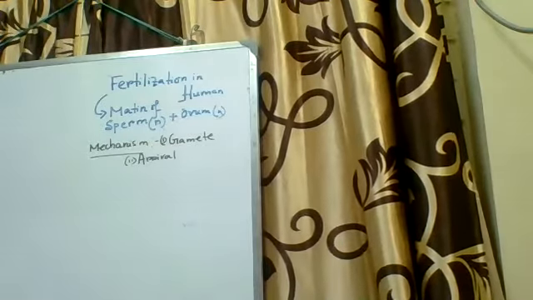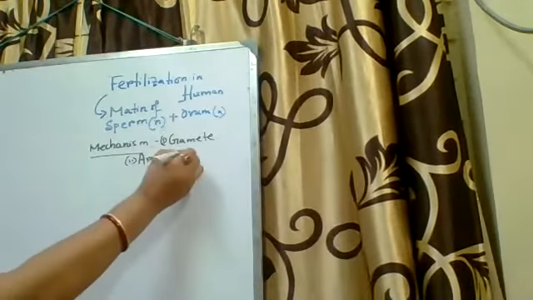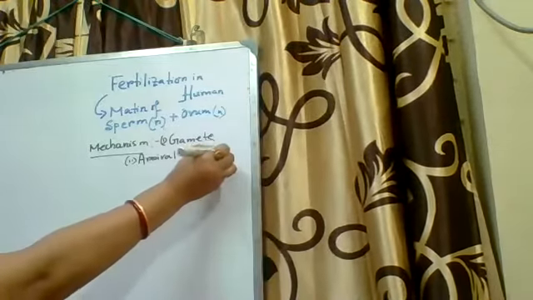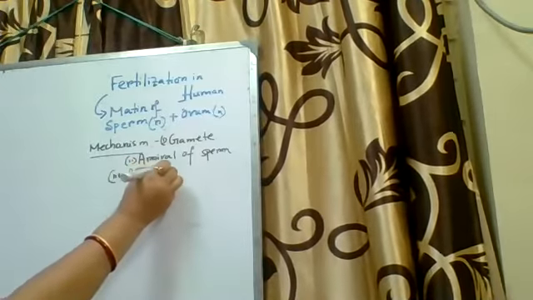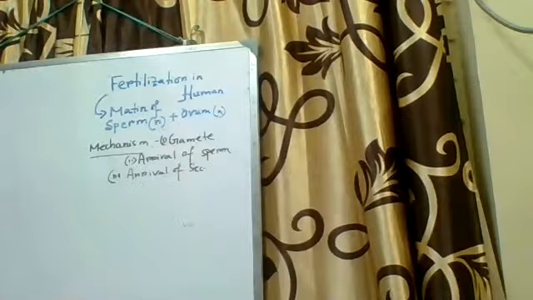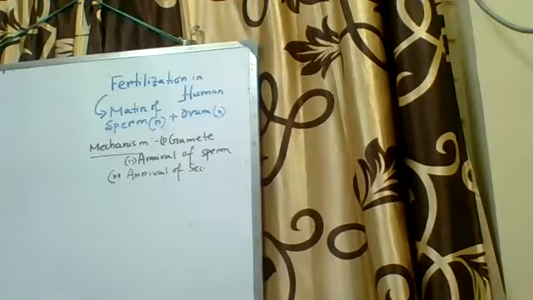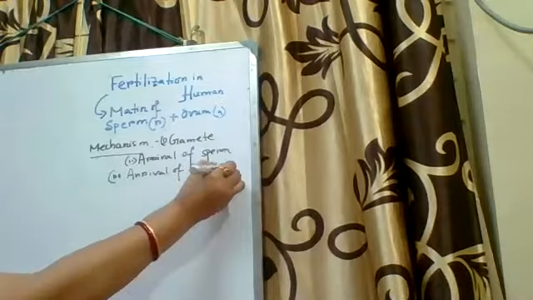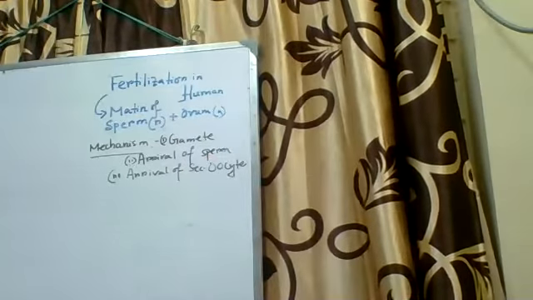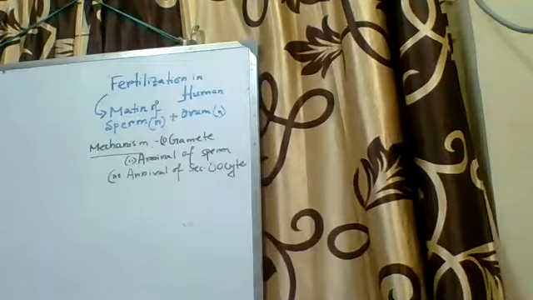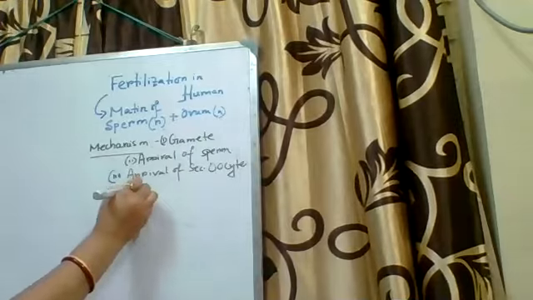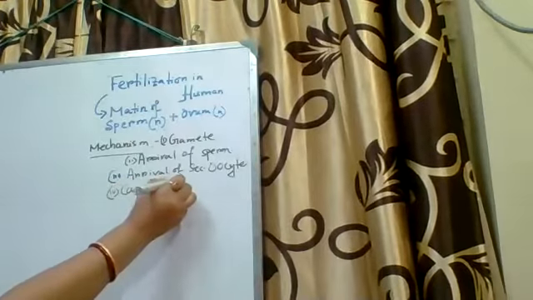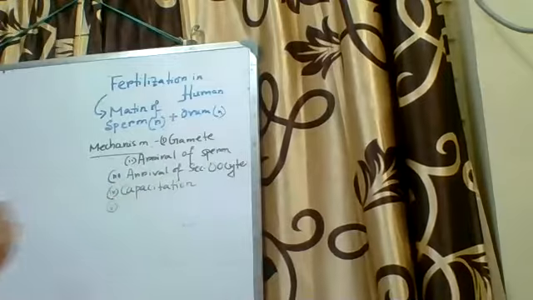So the sperm arrival is a very important mechanism. The third stage is called arrival of the secondary oocyte, because until the secondary oocytes are released from the Graafian follicle, the fertilization process will not run. So this is arrival of the secondary oocyte. The fourth step is a very important step, and that is called capacitation. The fifth step is called contact of ovum and sperm.